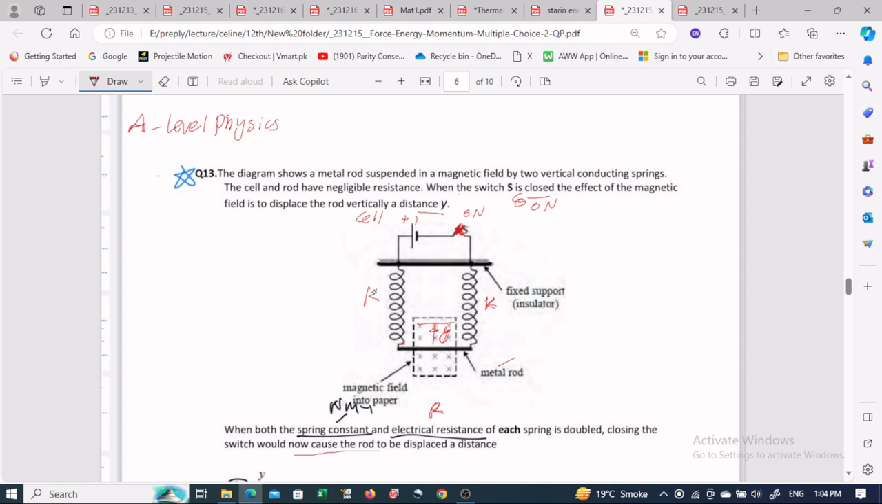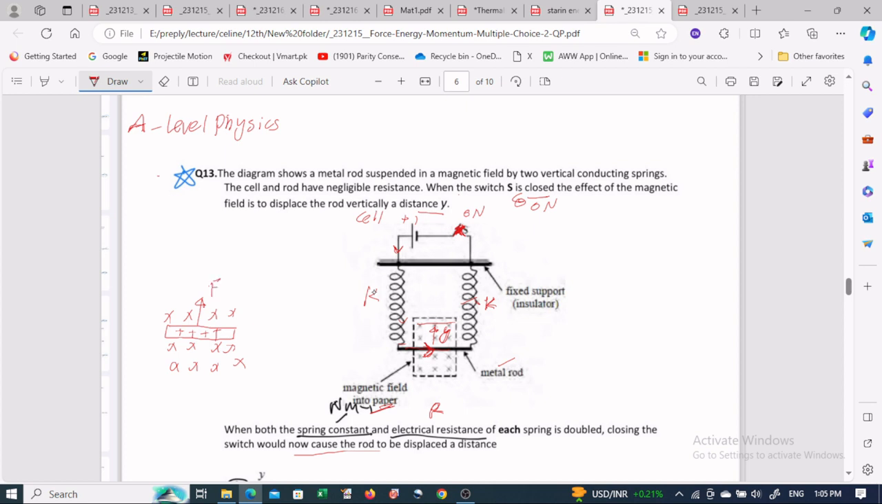For example, when we close the switch, the current flows through this coil. The direction of current is from the positive terminal towards the negative terminal. When the current is flowing and there is a magnetic field applied perpendicular, because this cross sign shows the magnetic field into the page, there is a magnetic force. Basically, when charges move in a rod and we apply a magnetic field perpendicular to that, there is a force that acts on this rod, so the rod moves vertically upward.